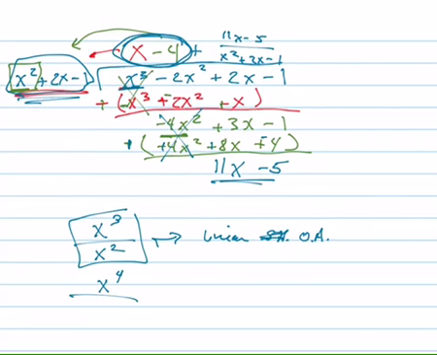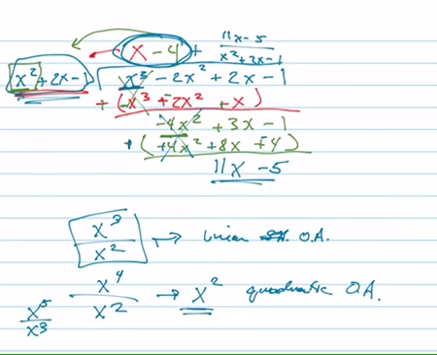If you have a 4th degree divided by a 2nd degree, when you divide them, you're going to have an x squared left over. So that is a quadratic. That's going to be a quadratic oblique asymptote. If you have a 5th degree divided by a 3rd degree, 5 minus 3 is 2, so again you're going to have a quadratic. If you have an 8th degree divided by a 6th degree, 2. If it was an 8th degree divided by a 5th degree, then it'd be a cubic asymptote.